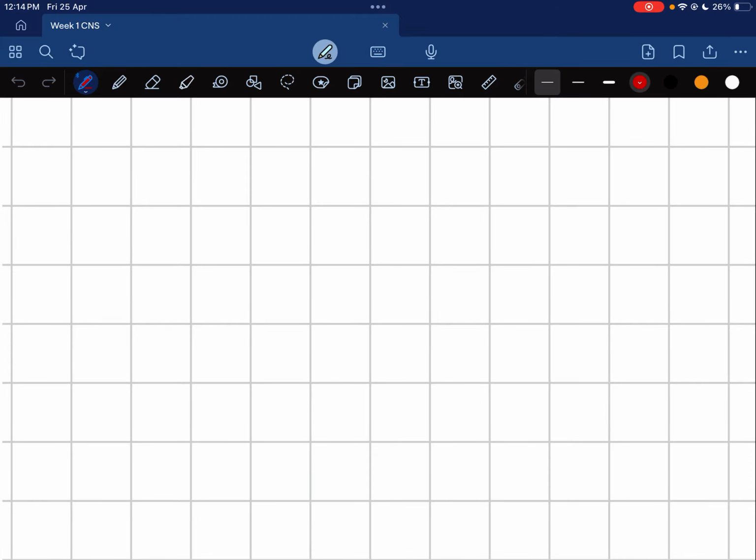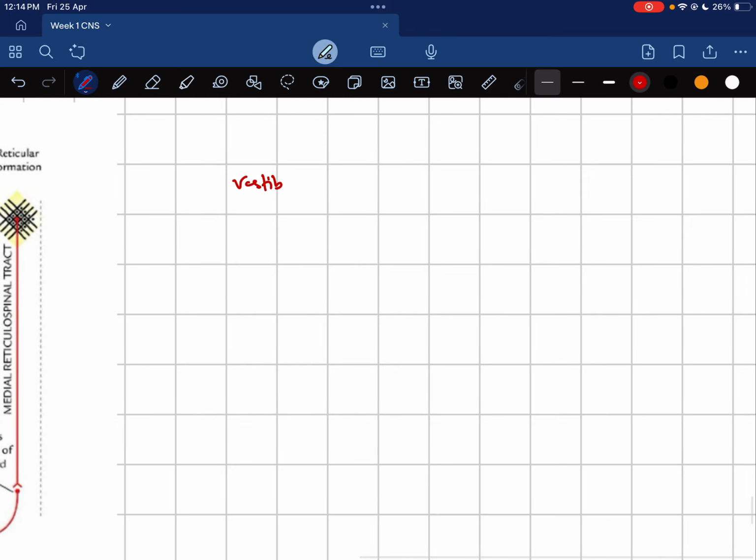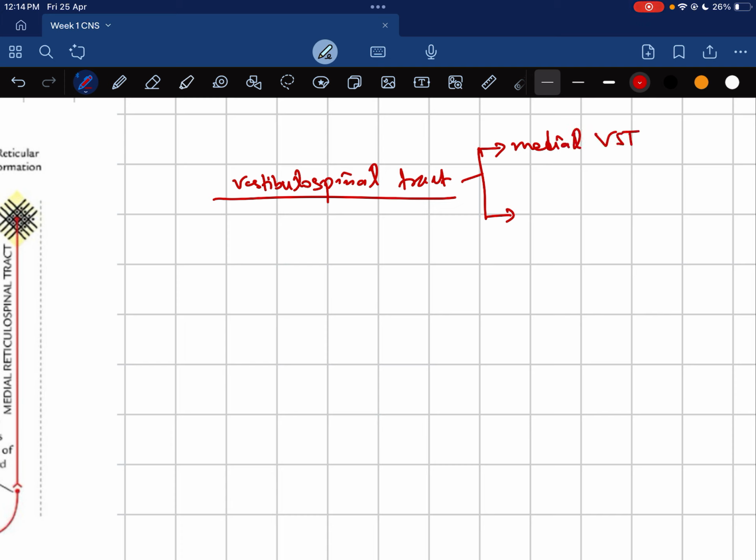Moving on. Vestibulospinal tract. There are two: one is medial, one is lateral. Medial vestibulospinal tract, and the lateral vestibulospinal tract.